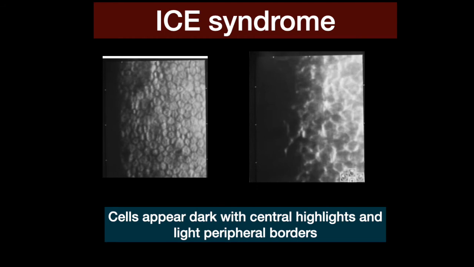Now let's look at some patterns which are typical of certain conditions. First is iridocorneal endothelial syndrome. Now we know that normal endothelium has a light center with a black border. In ICE syndrome, the cells appear dark with central highlights and light peripheral borders. This is a very typical finding.